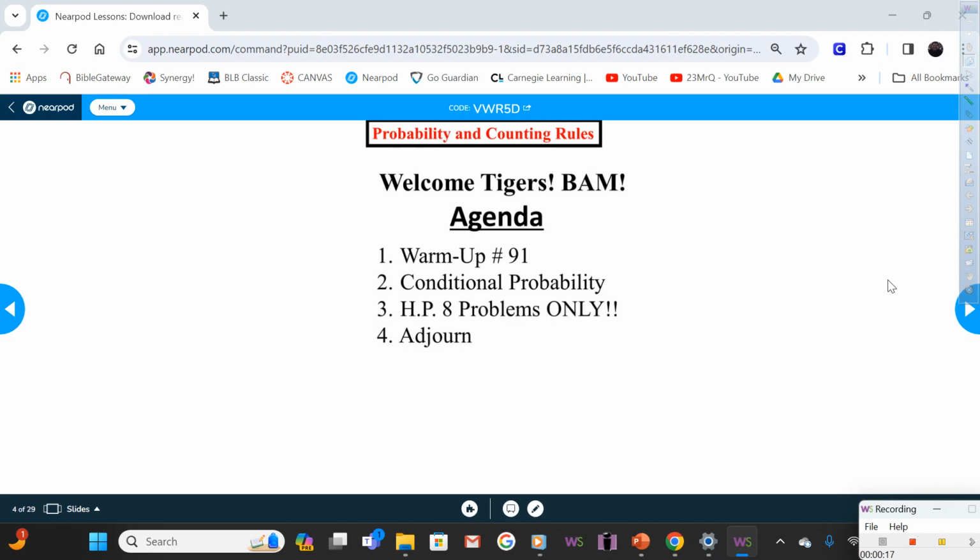All right, agenda: warm-up number 91, conditional probability, 8 problems only. And today, in regards to the conditional probability where we're at, we're going into more counting rules. Now we're going to get to the funner part of this section in regards to probability. For some of you, it's probably going to be a fun experience. How about them apples, yeah? All right. So, get a Cornell note ready, please, so we can get started with that.